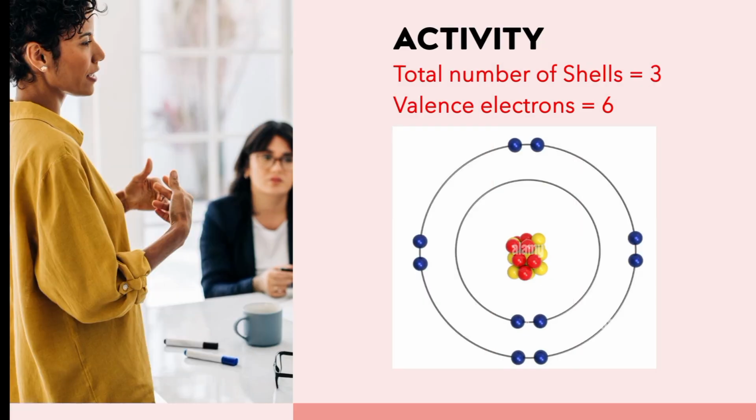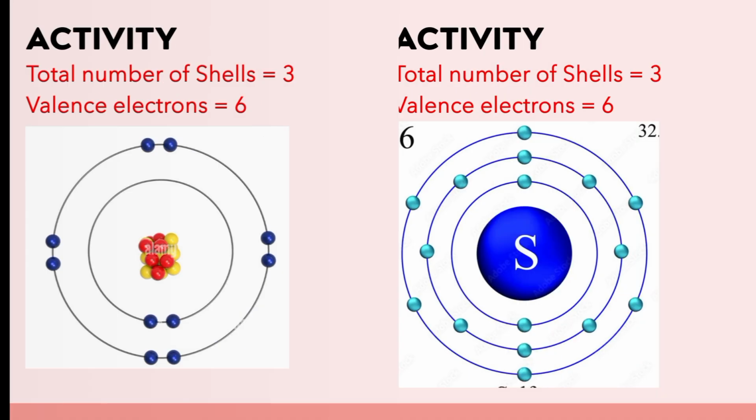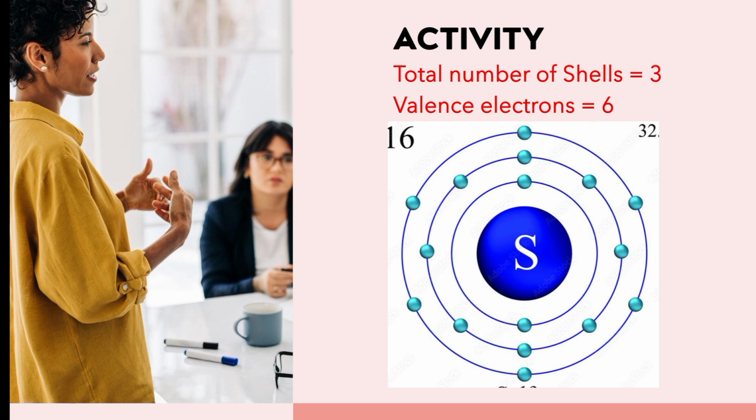Now what about the third shell? The third shell is the valence shell. Valence shell is basically the outermost shell. So in the valence shell the number of electrons is 6, which we have already calculated by using the group number. So we will draw the third shell and we will draw 6 electrons in it. Here it is. So you can see that there are 2 electrons in the first shell, 8 electrons in the second shell and 6 electrons in the third shell. And the total number of shells is 3.